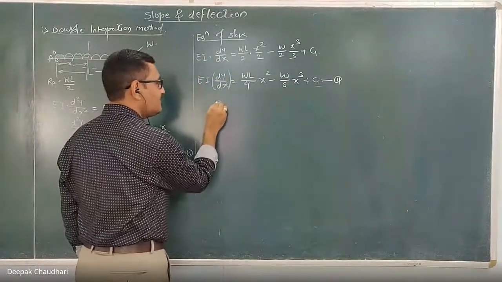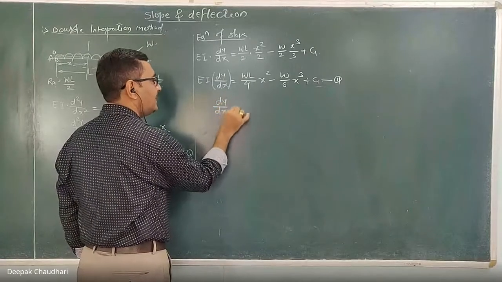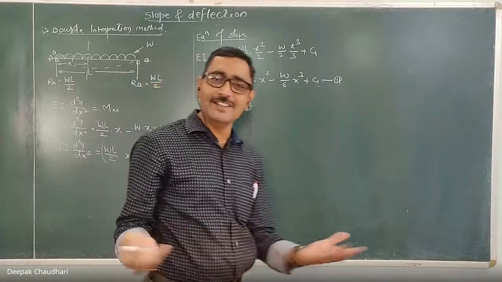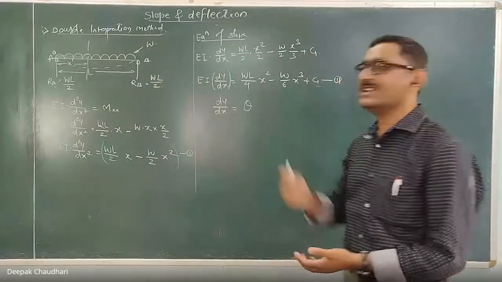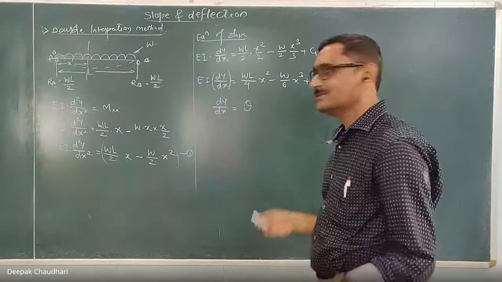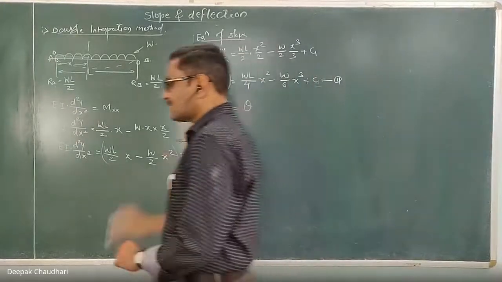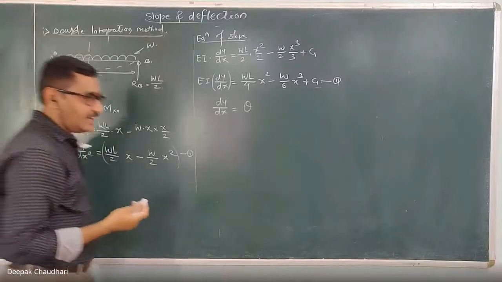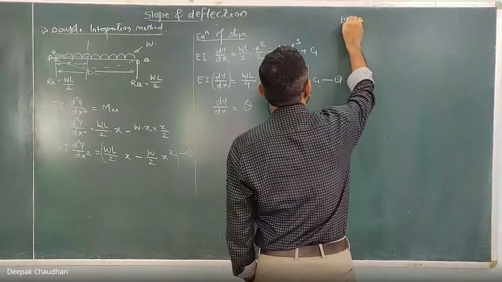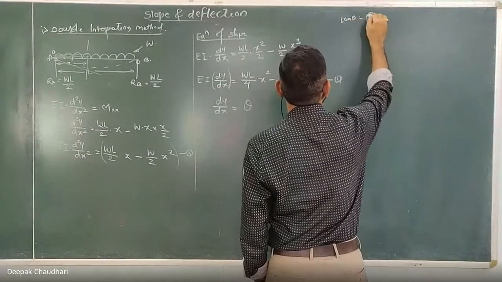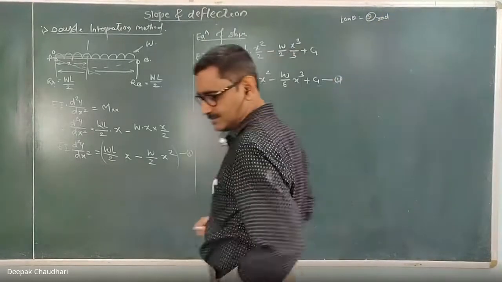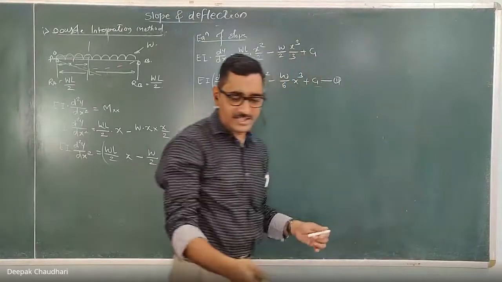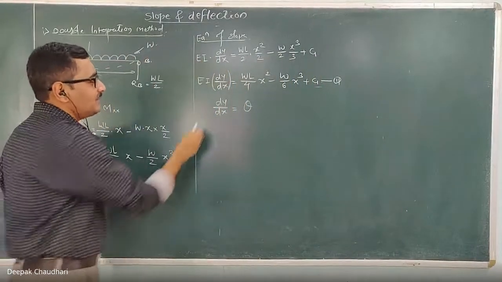This dy by dx can be written as theta also. Actually, for any curve, tan theta gives you the slope, so we can write dy by dx equal to tan theta also. But here the angle of deflection is very, very small, and if the angle of deflection is very small, we can write tan theta is equal to theta. This theta is in radians. Tan theta equal to theta we can write, provided that theta is in radians. So dy by dx we can write as theta.